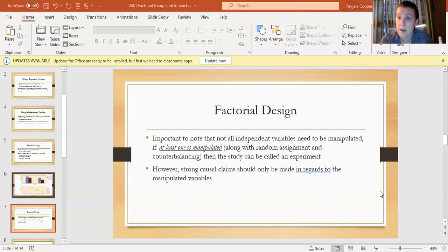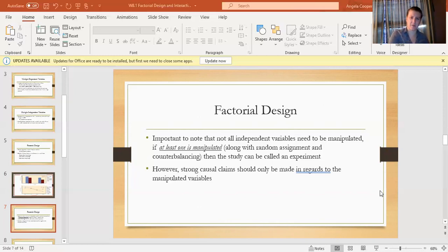Now, how many total conditions are there? Well, 4 with our gender, times 3 with our age, that's 12, times 2 with which type of test they're taking is 24. So that 4x3x2 factorial design would have 24 total conditions. But it would be considered an experiment because even though 2 of our 3 independent variables weren't manipulated, those being age and gender, we did manipulate which type of test they're taking. So boom, it's considered an experiment because at least one of those independent variables was manipulated.